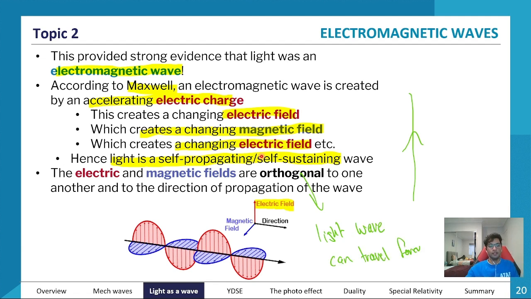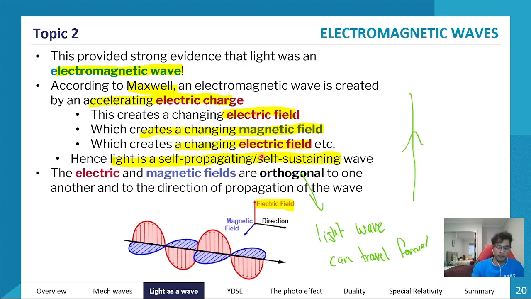Because it doesn't really need its source of energy. You can't say the same about a water wave, right? If you have a water wave, the wave is going to die out after a while. Why? Because the energy is going to get wasted in the form of sound and heat and whatnot. But because light sort of creates its own propulsion, light can go on forever. And we can know this because light has been traveling for 14 billion years from galaxies really far away. So light is self-propagating, meaning it can go on forever.